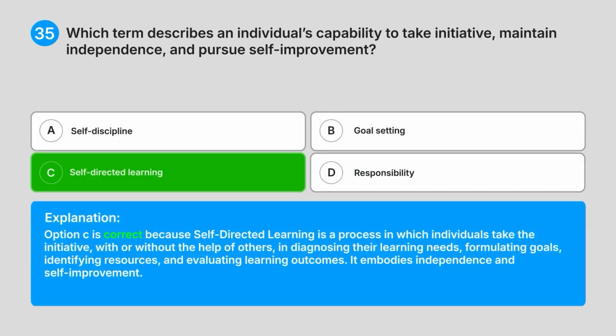Explanation: option C is correct because self-directed learning is a process in which individuals take the initiative, with or without the help of others, in diagnosing their learning needs, formulating goals, identifying resources and evaluating learning outcomes. It embodies independence and self-improvement.